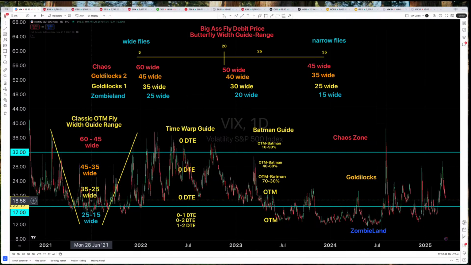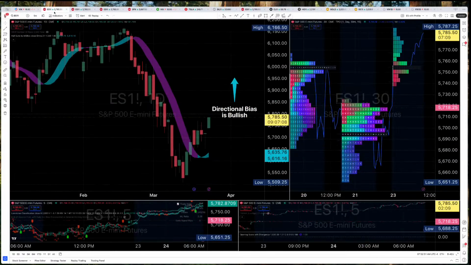Anyways, we're going to move on with our analysis. And the next step is to go and look at our directional bias. And that's really what we're here for, right?